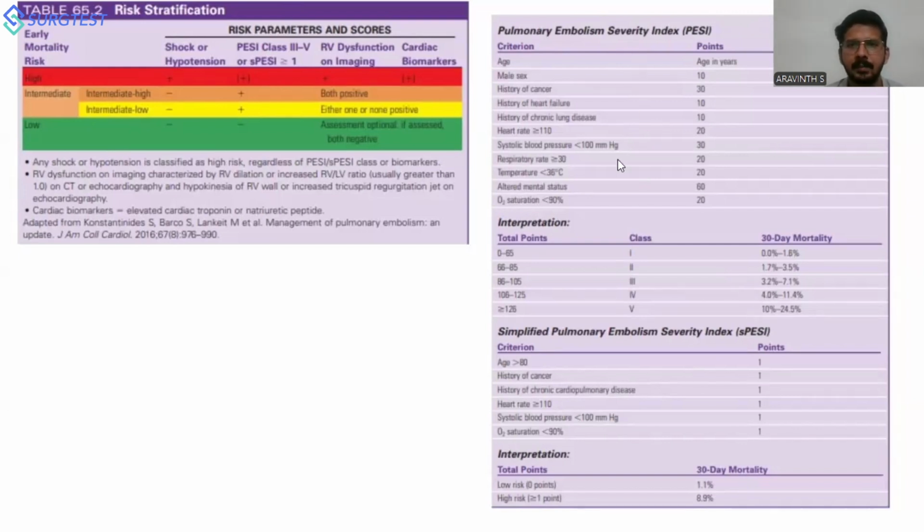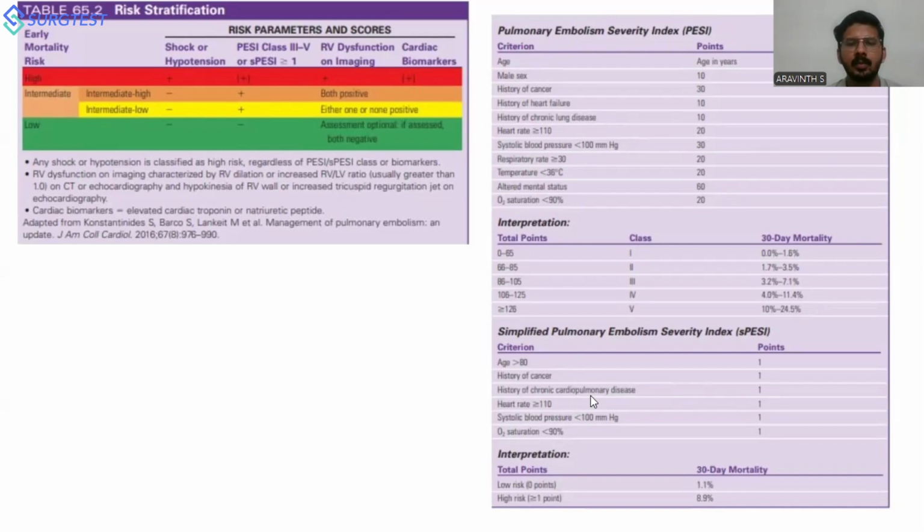But to make things simpler, they came up with what we call a simplified PESI score. This simplified PESI score is basically based on age, history of malignancy, which is actually a very high risk factor for pulmonary thromboembolism, chronic cardiopulmonary disease, heart rate, tachypnea, hypotension, and hypoxia. These are the various risk factors based on which you classify them as simplified PESI score.